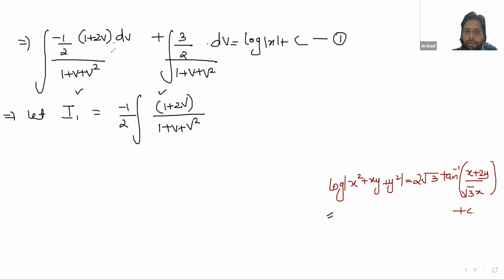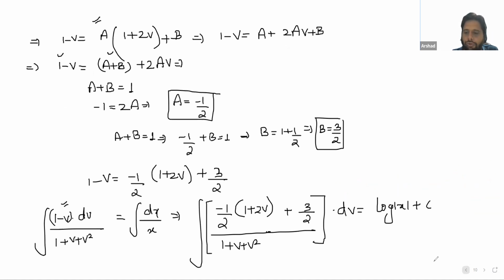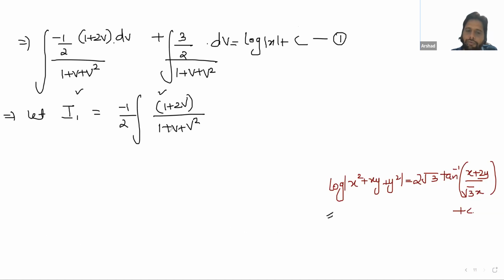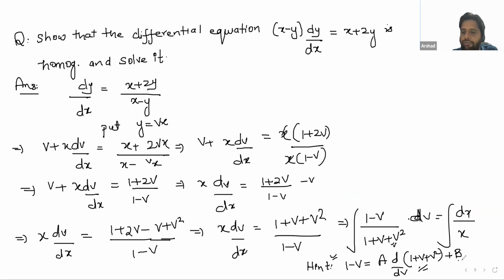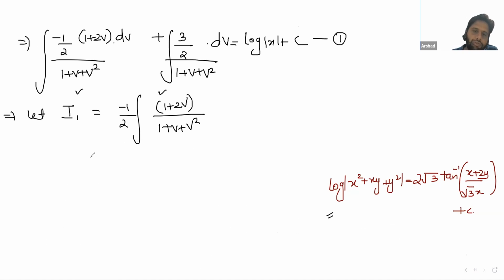Always remember this: the part which has the derivative of the denominator is always solved by the substitution method. You can blindly use substitution with this one. And the other part always makes a perfect square and is solved by a perfect square. So let t be equal to 1 plus v plus v square. Then dt by dv is equal to 1 plus 2v.